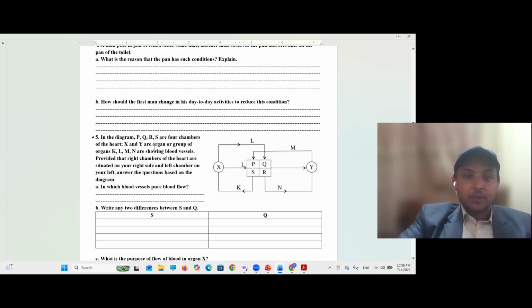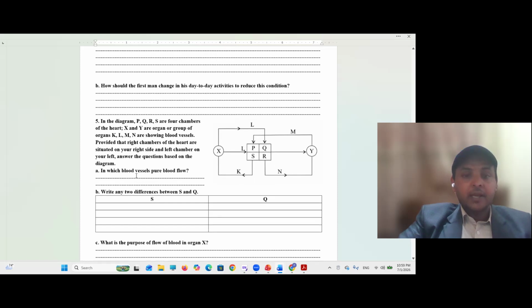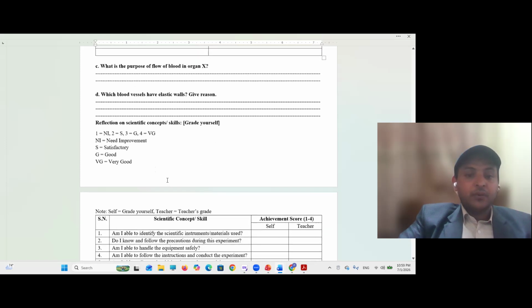And in question number 5 also, there is this kind of flowchart. The students will observe this flowchart based on their previous understanding. They will answer questions like in which blood vessel pure blood flows, what are the differences between a sign key, in this way, different activities.